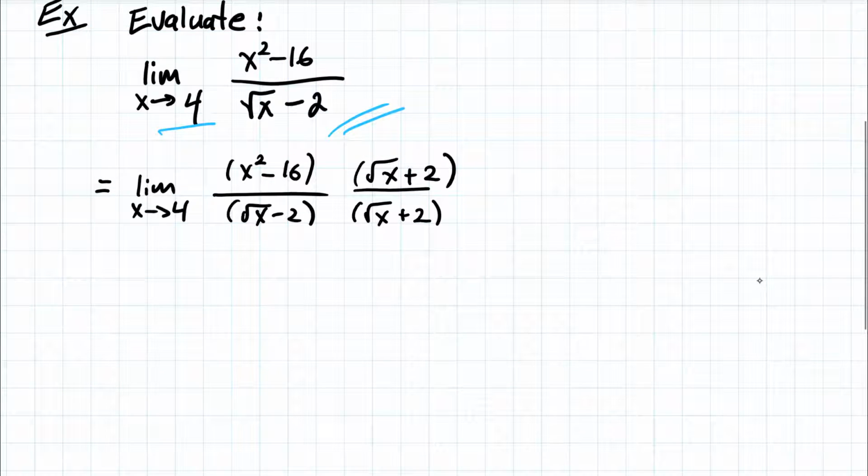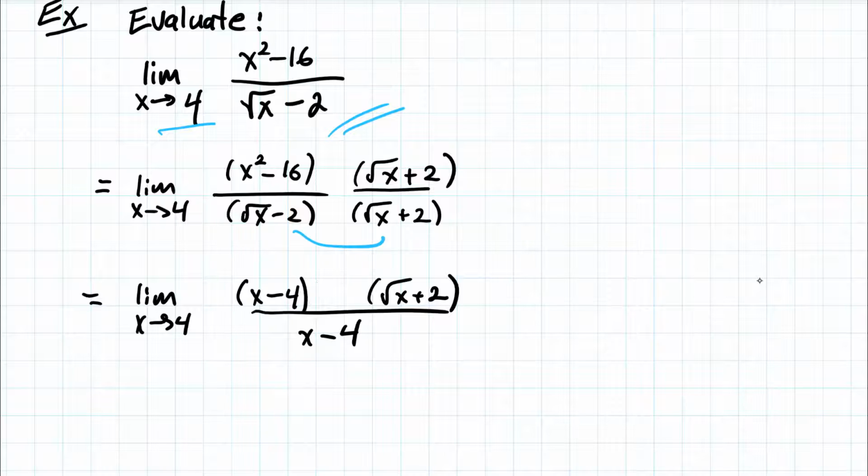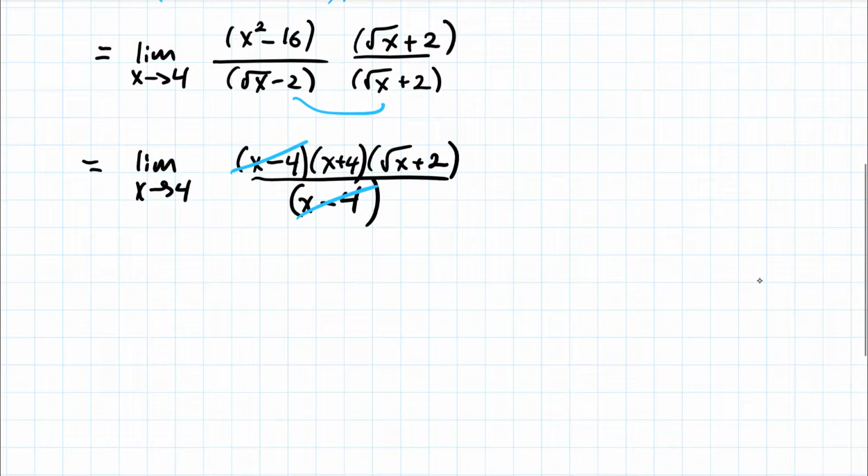All right, so on the bottom, we see that when you multiply these two things together, you're going to get the square root of x squared, so that's x minus 2 squared, so that's a 4. The square root of x we're just going to leave there, and the x squared minus 16 will factor. So that'll be x minus 4 and an x plus 4. Okay? And now you see we've got good things going on because we're canceling the x minus 4s.